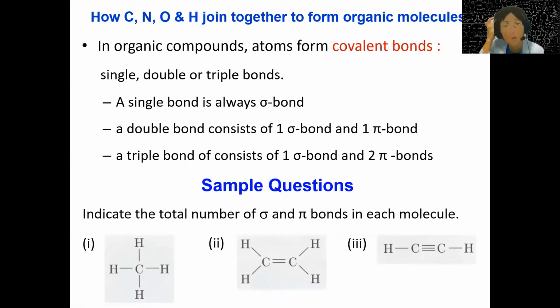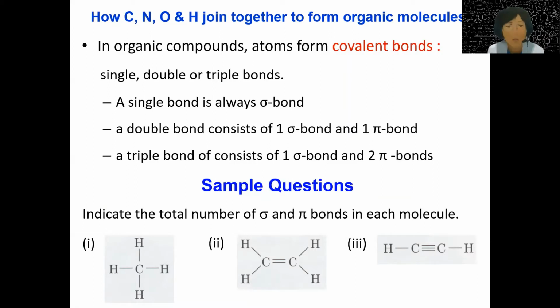In organic compounds, the atoms form covalent bonds, and these covalent bonds can be single, double, or triple bonds. A single bond is always a sigma bond. A double bond consists of a sigma and a pi bond. A triple bond consists of one sigma bond and two pi bonds. So always remember, a single bond is always a sigma bond. A double bond is 1 sigma, 1 pi. A triple bond is 1 sigma, 2 pi bonds.